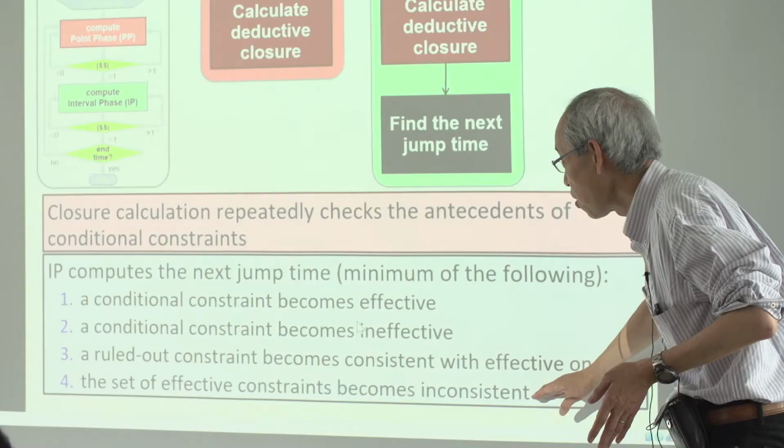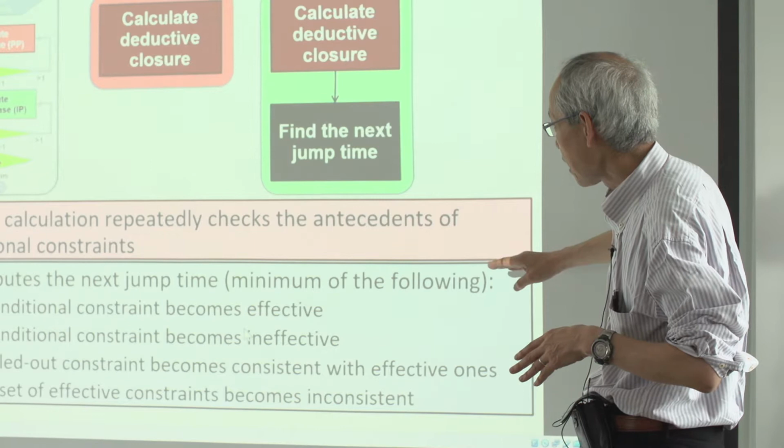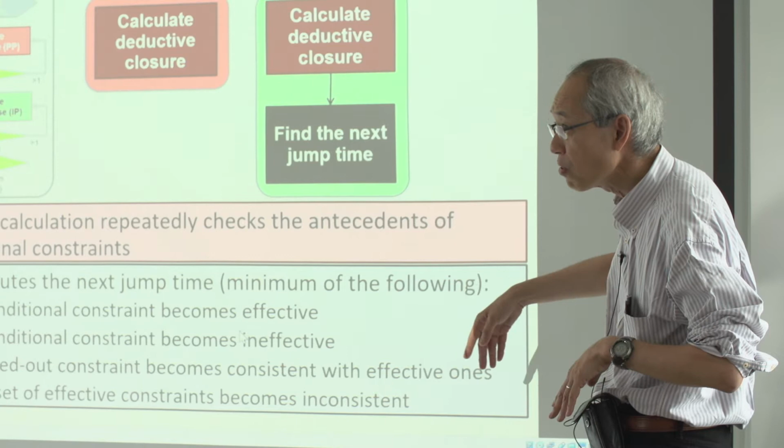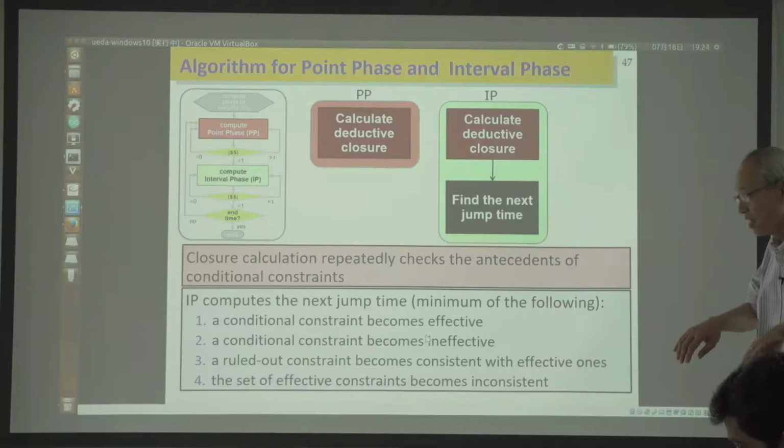So we check all these four possibilities and compute the earliest possible time at which each of these happens. And it again depends on the variable parameters. So in that case, we need to add some parameter constraints to the constraint store so that we can split qualitatively different cases. So this is the basic idea.